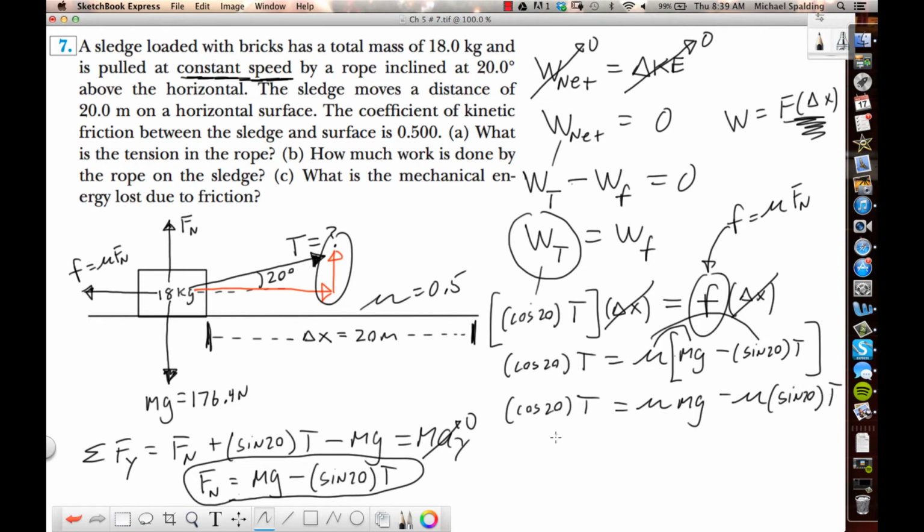Okay, so the only thing missing in there is t. So you can do the algebra, and t comes out as 79.4.